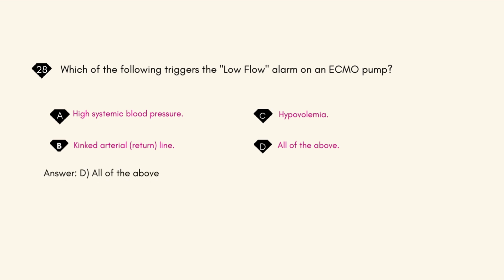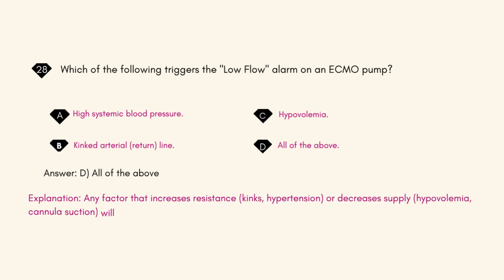Answer: D. All of the above. Explanation: any factor that increases resistance (kinks, hypertension) or decreases supply (hypovolemia, cannula suction) will cause the centrifugal pump's flow rate, L/min, to drop, triggering the alarm.